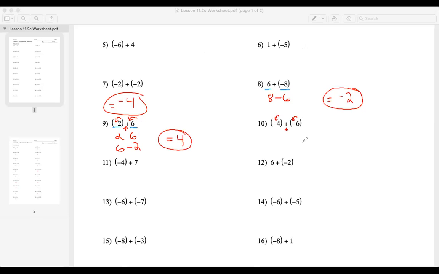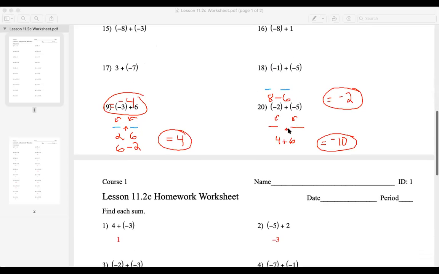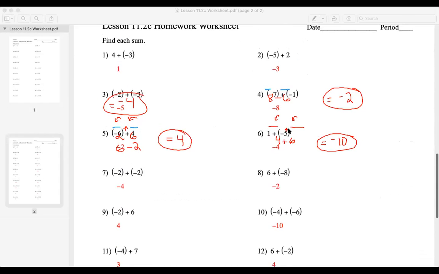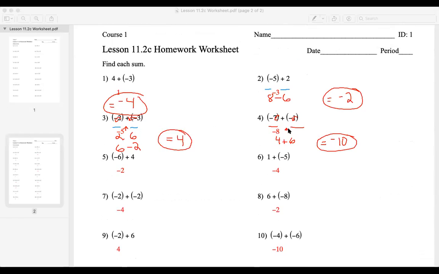Same sign rule says add the absolute value of the two numbers. 4 plus 6 is 10. And then you ask yourself whether you're adding positives or negatives. I'm adding negatives, so the answer is negative 10. Checking my answers: 9 and 10, 4 and negative 10. There you go. Answers are correct.